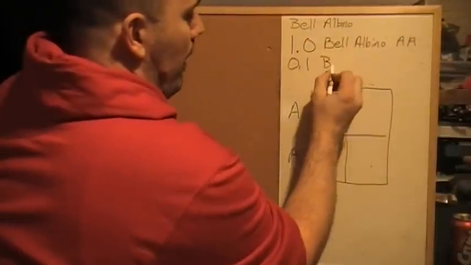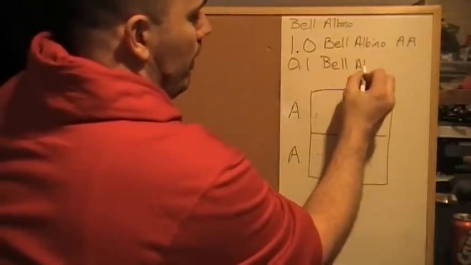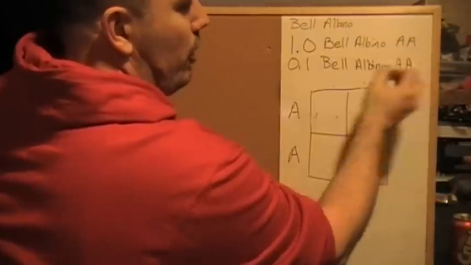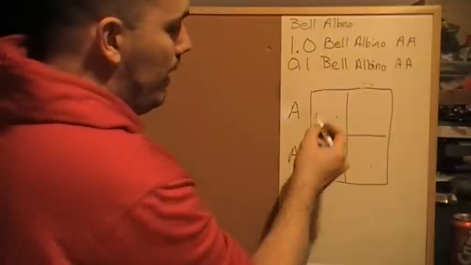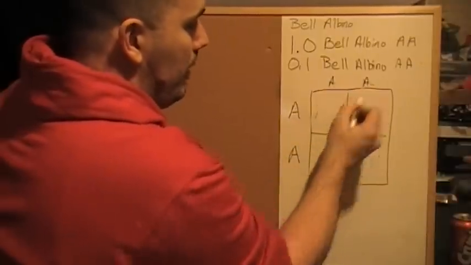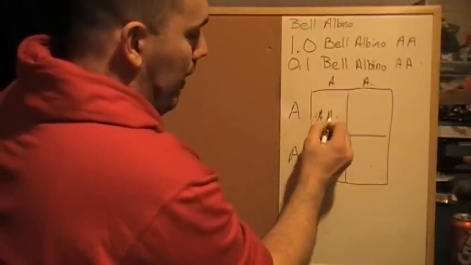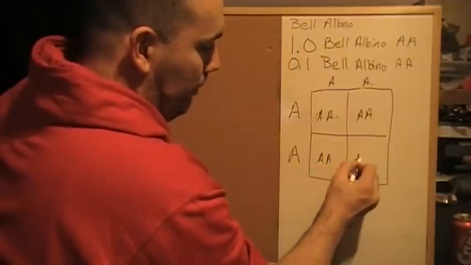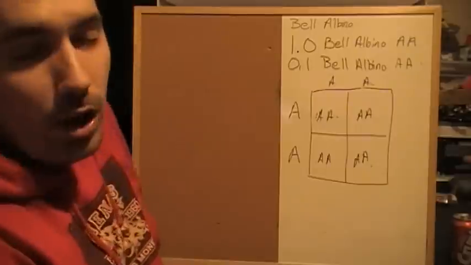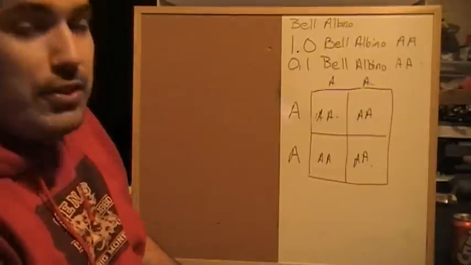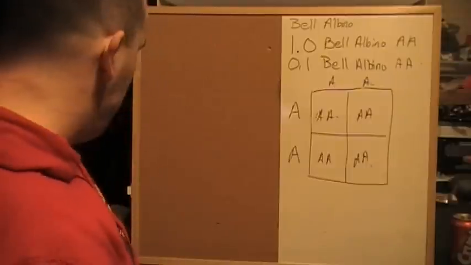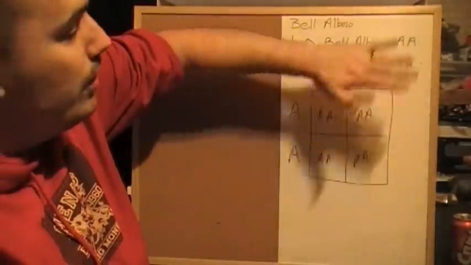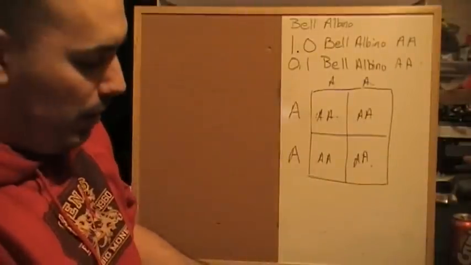So if you got a female bell and a male bell, we're going to go ahead and do this. Two capital A's. It's a visual. Okay? So we got to add the two capital A's here. Capital, capital. And we're going to go ahead and fill in this square. As you see, all of them are going to be bell albino. 100%. The reason is both carry the genes to make the bell albino. All of them will be bell albino.